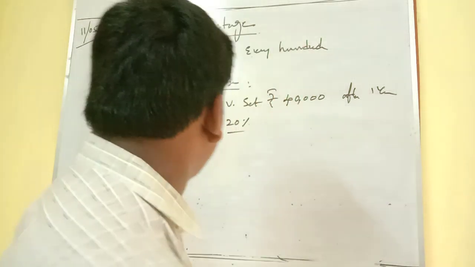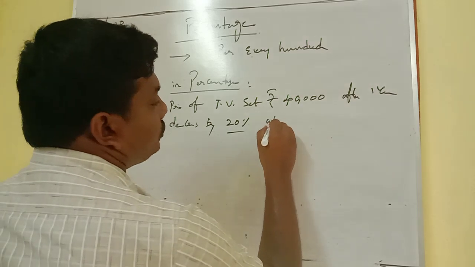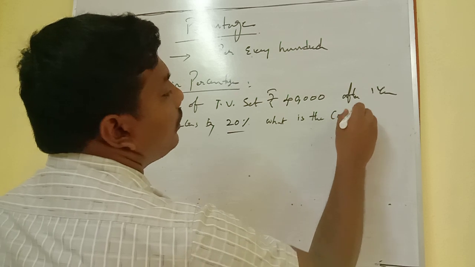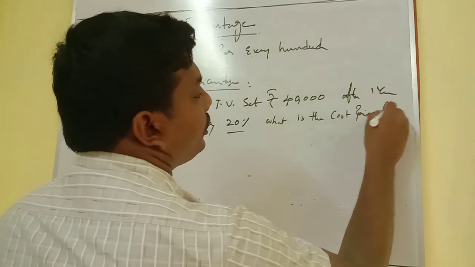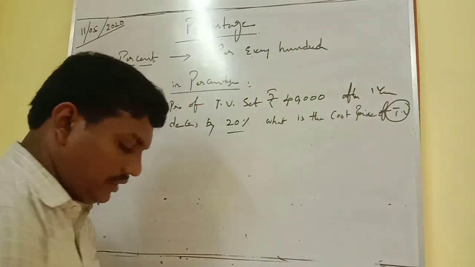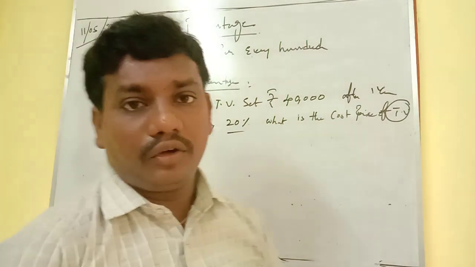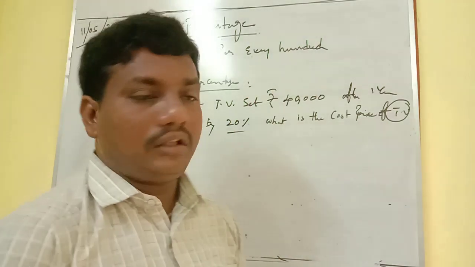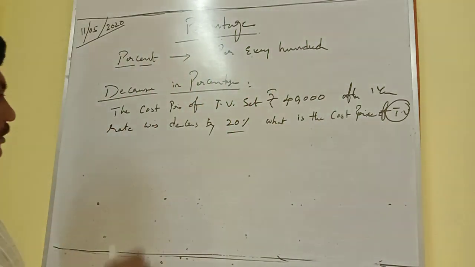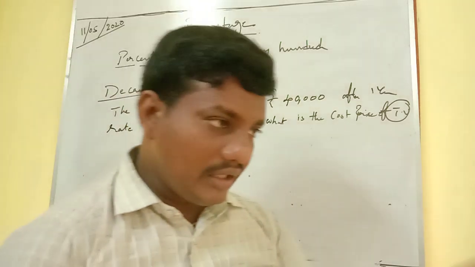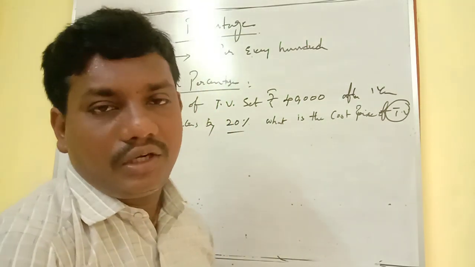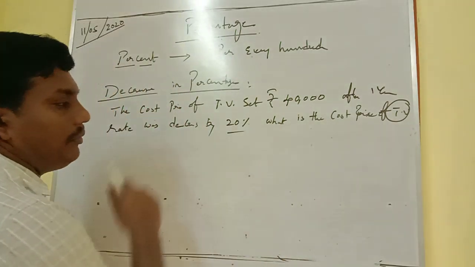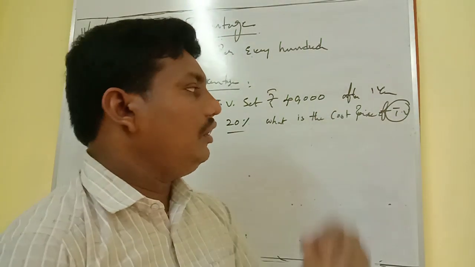Now what is the cost price of the TV set? This is the question. I hope you understand, students. The cost price of the TV set is 40,000 rupees. After 1 year, the rate was decreased due to age and usage. The TV set's rate decreased by 20%. So what is the total cost?